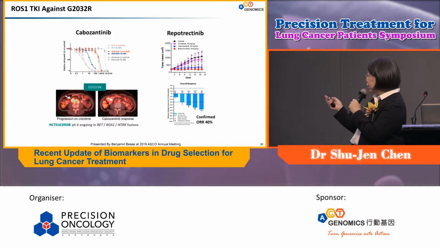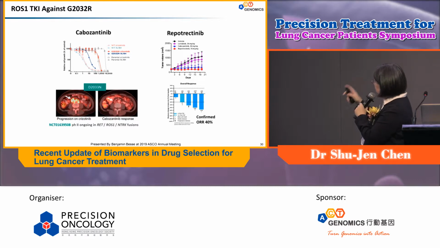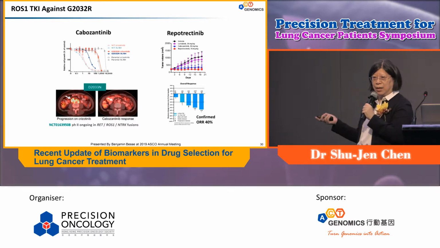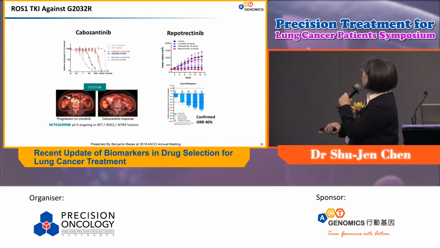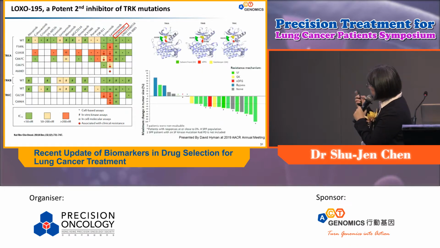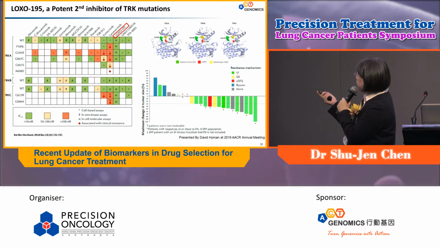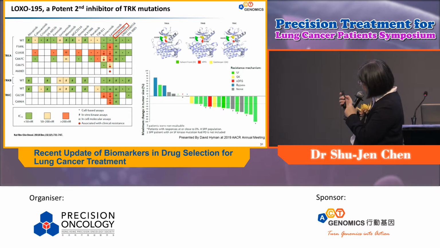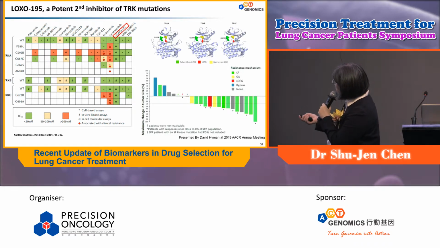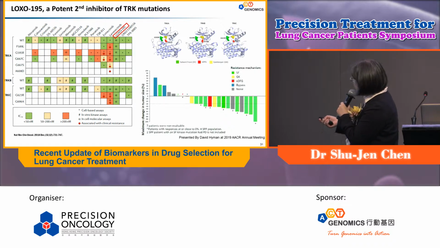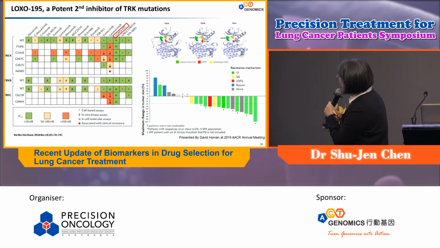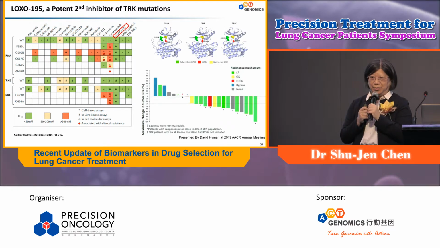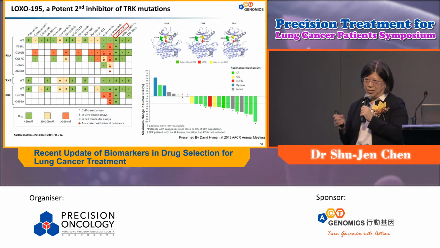So again, with this information, we know that even though there is no clinical trial data, this data already provides some hint what will be the next treatment option for this patient. And similarly, for those patients who develop resistance to first generation NTRK inhibitor, Loxo already developed the second generation NTRK inhibitor called Loxo 195. And so depending on the genetic alteration, again, if we look at the resistant mechanism, most of the resistant mechanism is on the kinase domain.